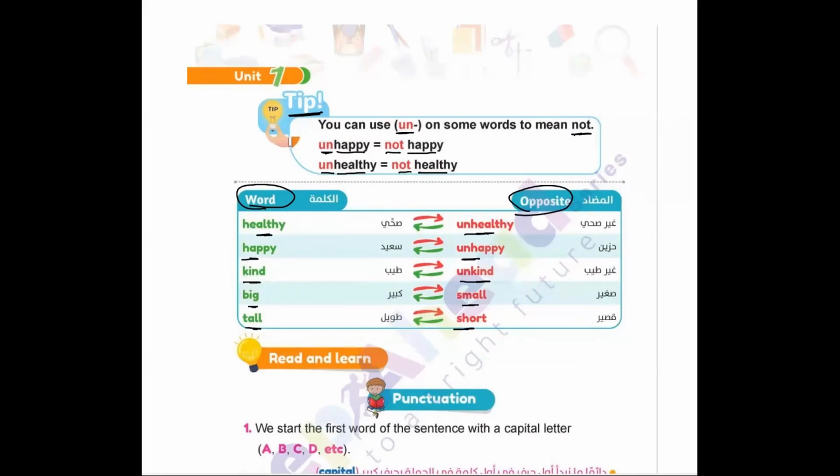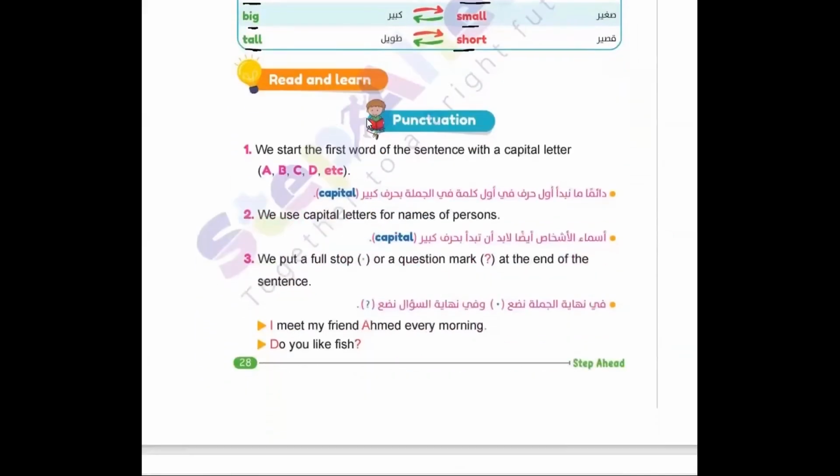And now we will move to the part on punctuation. Let's check what we have to learn here in punctuation. Actually, this part is very important. This is regarding the writing part. What we have to be clear about when I want to write anything in English. Let's check number one. One, we start the first word of the sentence with a capital letter. Important point: if you would like to write anything in English, the first letter of the sentence should be capital.